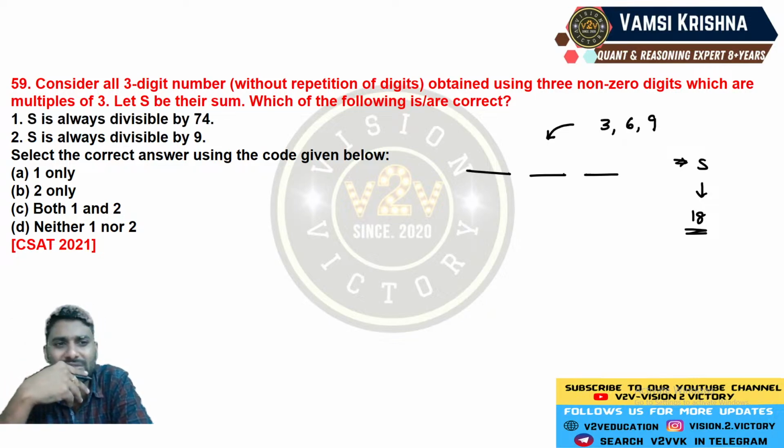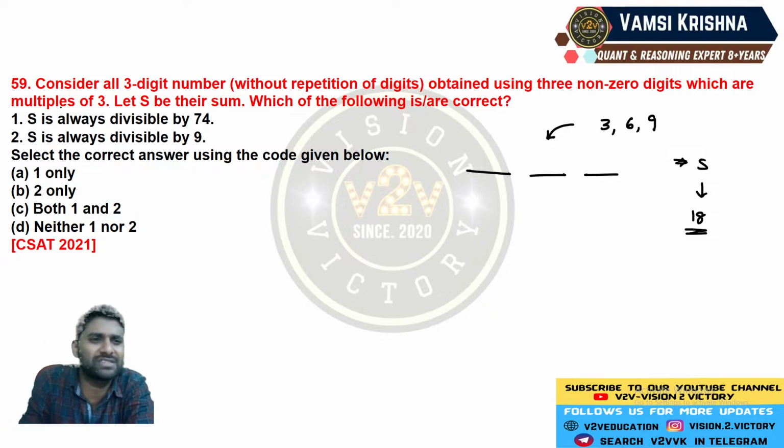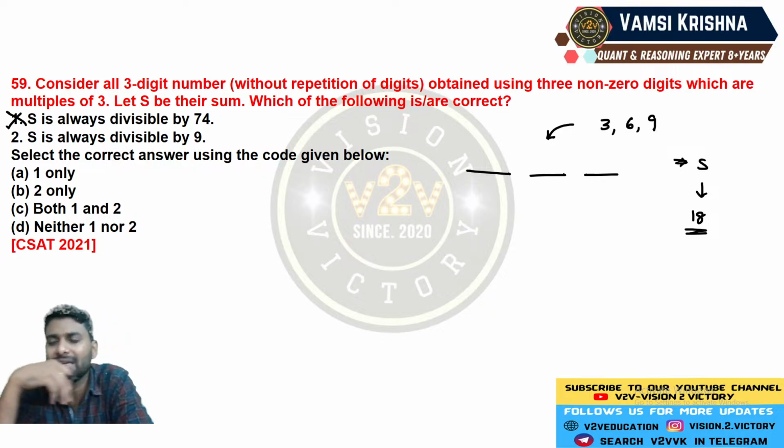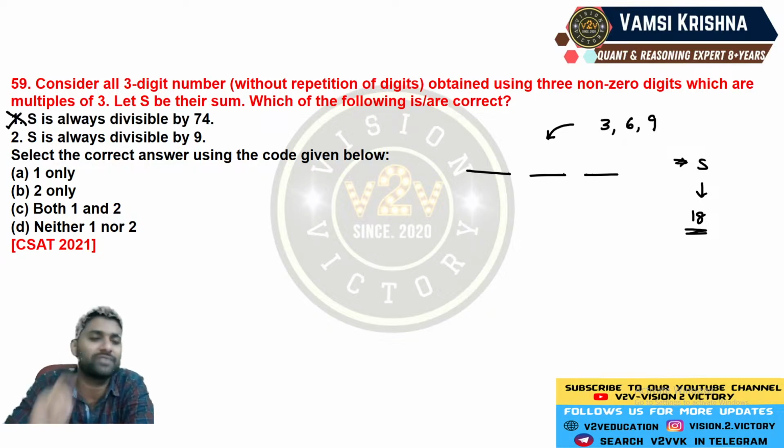Now, the conclusion says that S is always divisible by 74, which is absolutely wrong. Why? Because here the sum is 18. Since the sum is 18, S is always divisible by 9 only. It is not at all divisible by 64. So only answer 2 is possible.